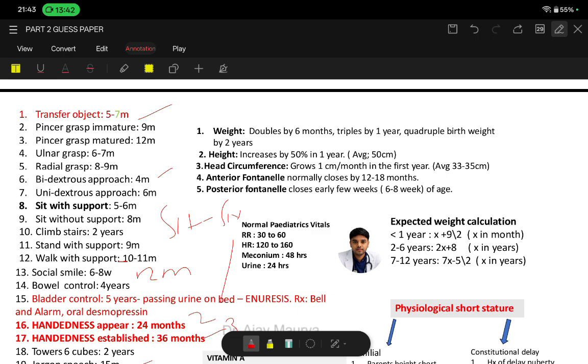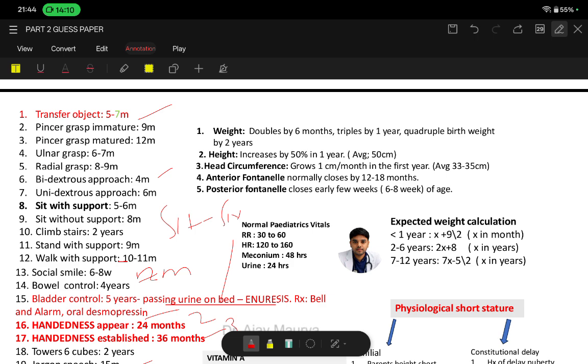Next, bladder control is also important. Bladder control is achieved at 4 years. If it is not achieved after 5 years, the child will develop enuresis, which is called bedwetting. For this, what is the treatment? First-line treatment, you have to do the bell alarm technique. If not effective, then go with oral desmopressin.